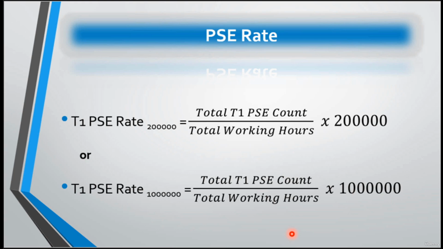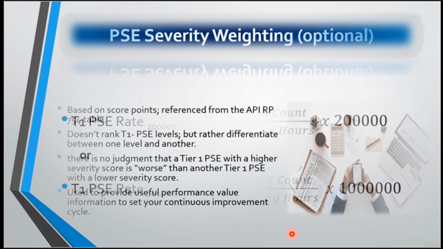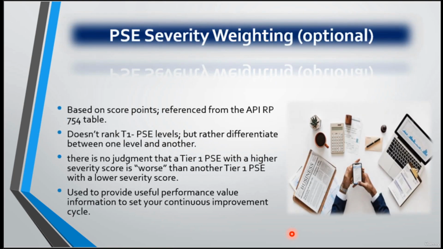Moving on, let's go to the severity weighting. The severity weighting is based on score points referenced from the API Recommended Practice 754 table. It doesn't rank tier 1 PSE levels, but rather differentiates between one level and another. You will see this on the table. There is no judgment that a tier 1 process safety event with a higher severity score is worse than a tier 1 process safety event with a lower severity score.